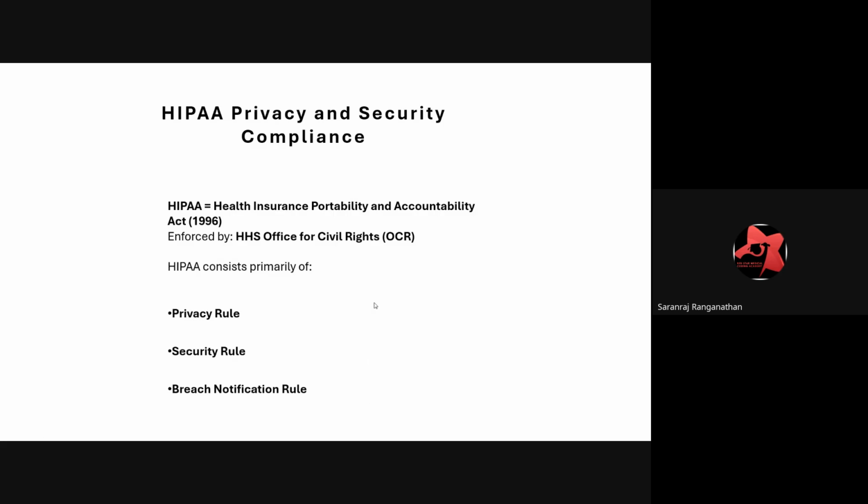HIPAA consists primarily of three important rules: the privacy rule, the security rule, and the breach notification rule. So what should be protected in HIPAA, and why do we need it? The main purpose, as I told, is to protect the privacy of patient information, give patients rights over their medical records, and set limits on who can access or share the health information. This is the main thing. Patients can access their records. This is a set of rules.